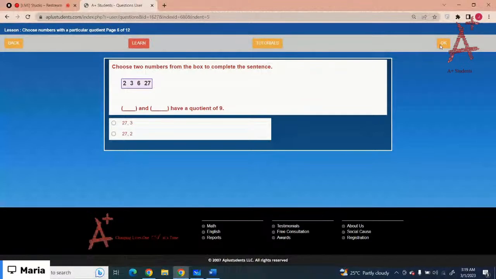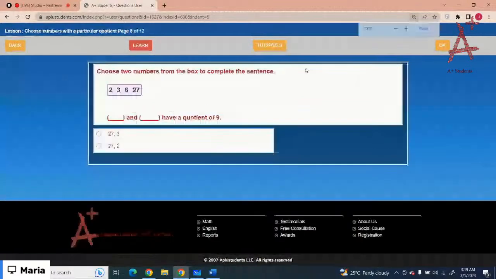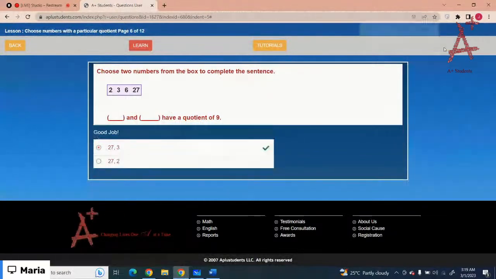3 times 9 is 27. Correct? That means option number 1 is the correct option. 27 divided by 3 is 9. Got it? So the correct option is option number 1. 27 divided by 3 is 9. 27 and 3 have a quotient of 9 actually. Got it?